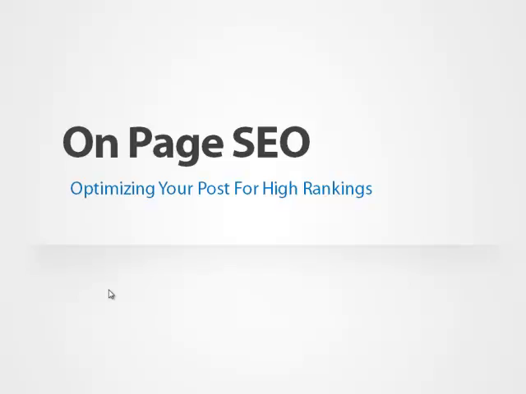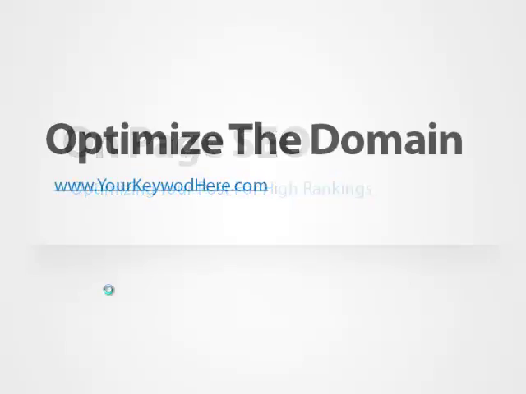All right, once you have that set up on the blog, you can go ahead and proceed with the on-page SEO, remembering that this is what we're going to do to optimize the post for the high rankings. So first things first, you want to make sure that you optimize the domain name, like we just talked about.